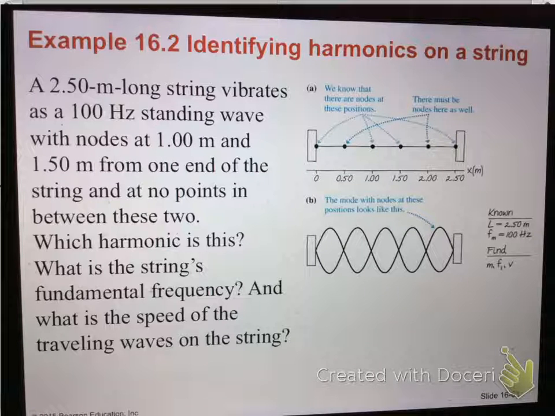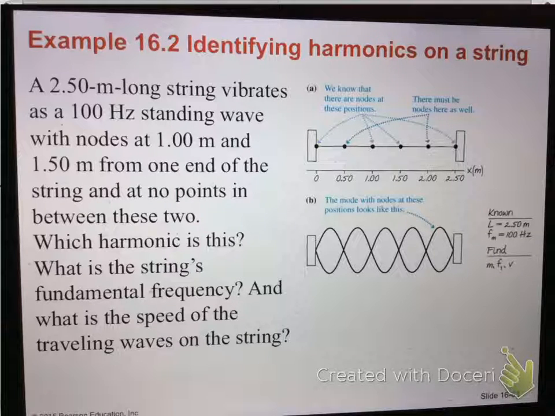Okay, so I'm going to try to finish 16.3, what I wasn't able to get to yesterday, and most of this is essentially just going to be some example problems. So here is 16.2, and this is in the PowerPoint.